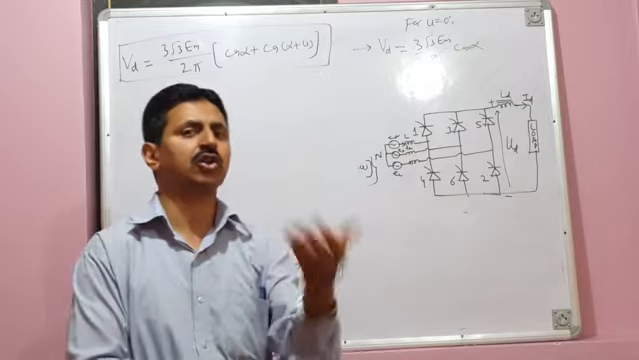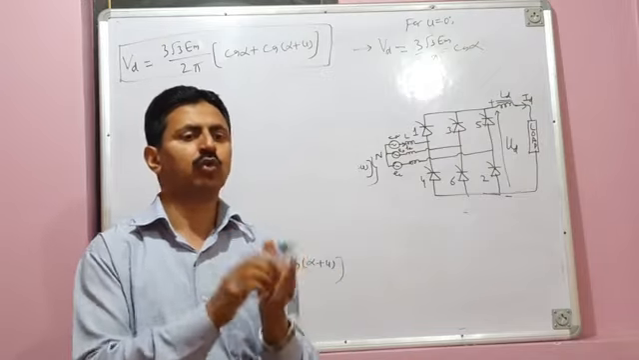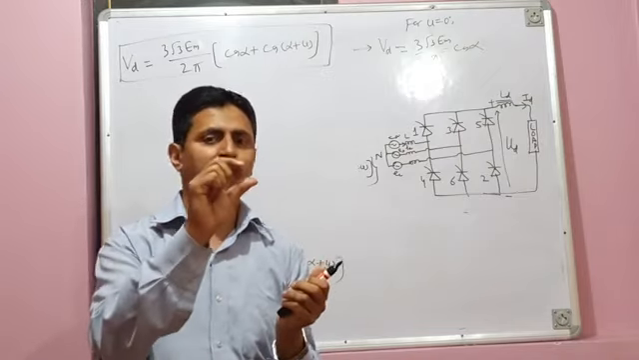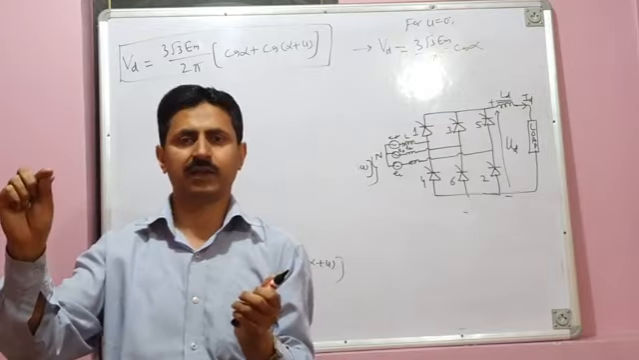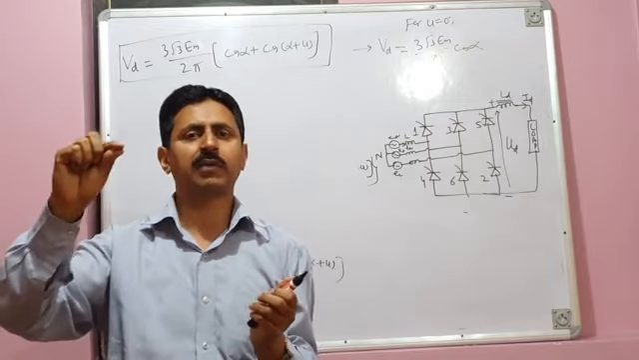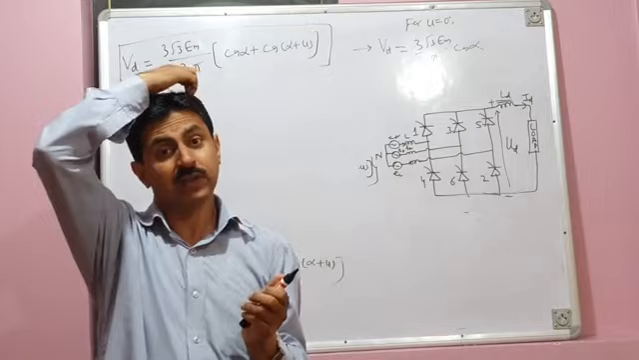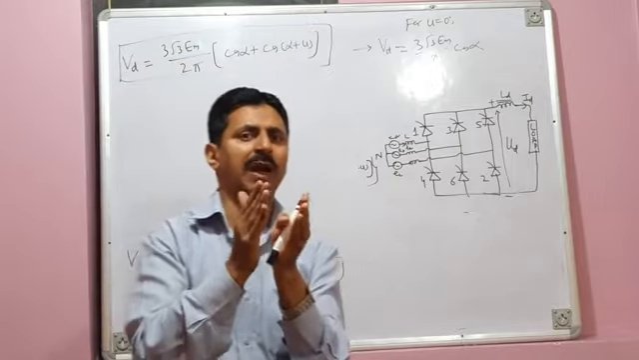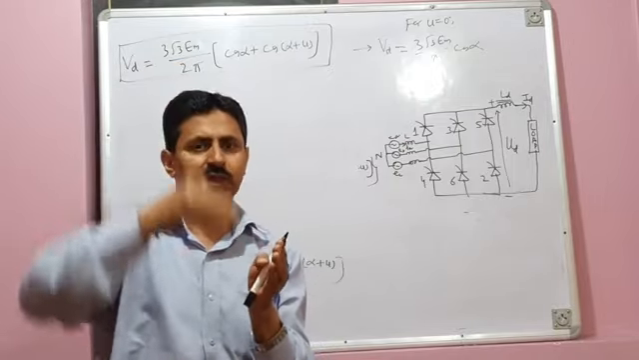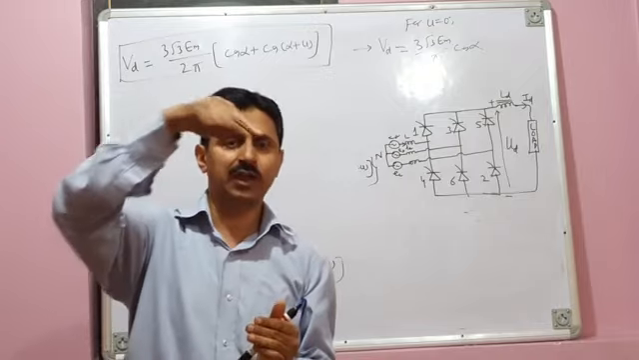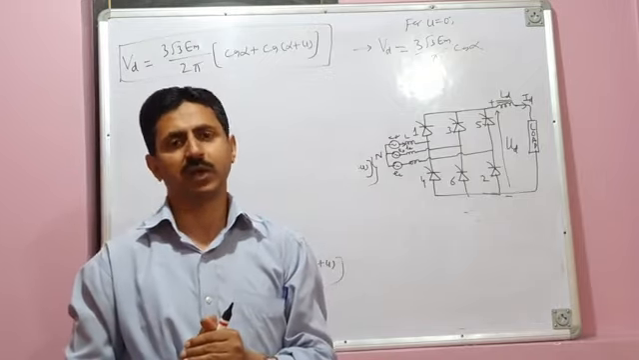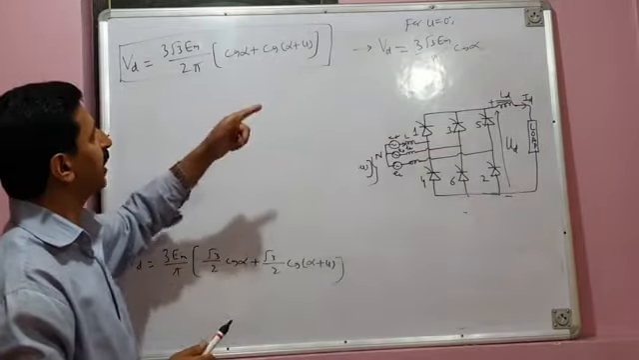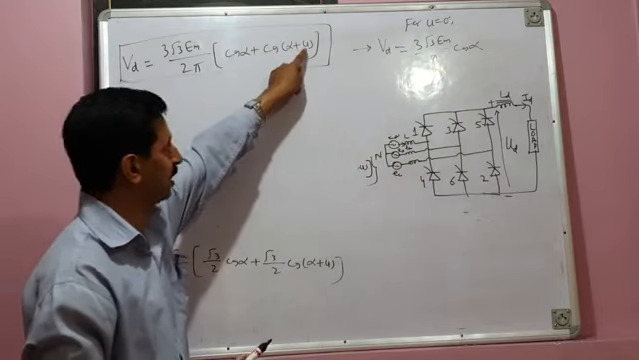But with commutation overlap, our load voltage is either 1.5 times phase voltage or line voltage, then again 1.5 times phase voltage and line voltage. So that means during overlap angle u, there is always a loss of voltage, a drop of voltage from line voltage to 1.5 times phase voltage. And that is taken care of mathematically in the equation by this term u.